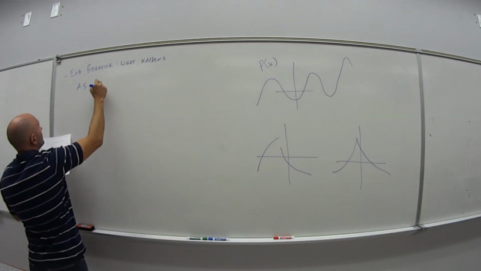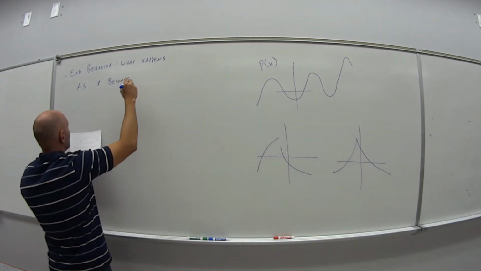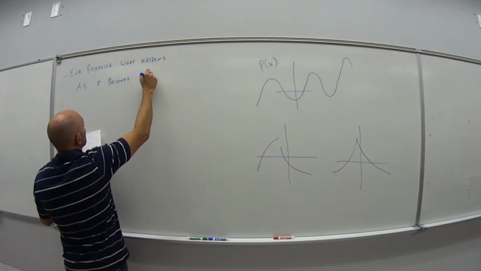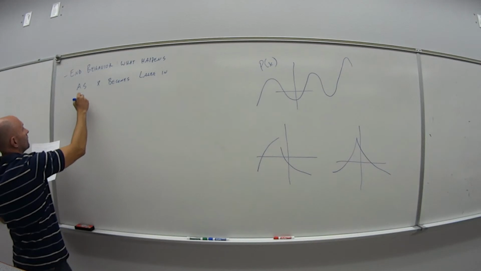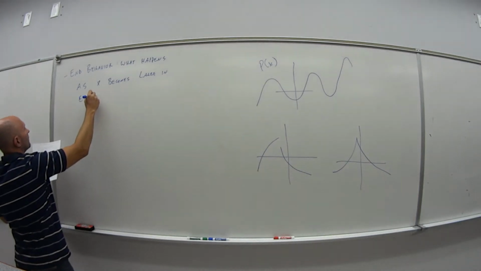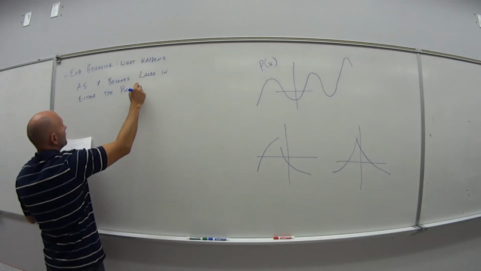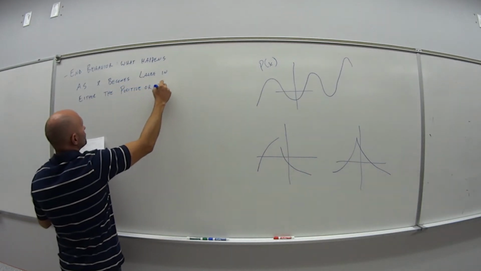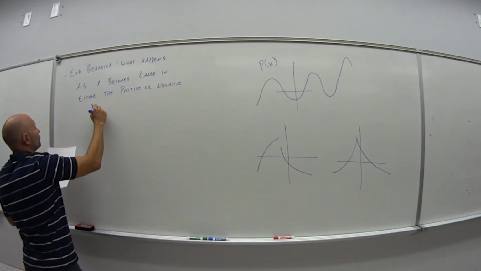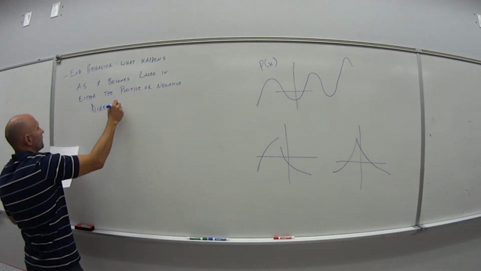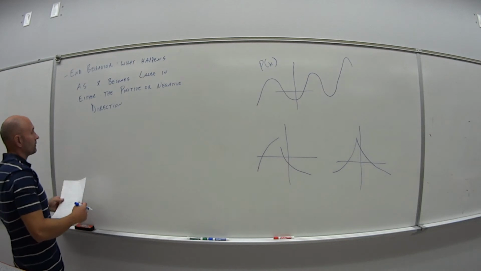So end behavior in words says what happens as x becomes large in either the positive or negative direction. So again, as it goes towards negative infinity, what happens? As it goes to positive infinity, what happens?